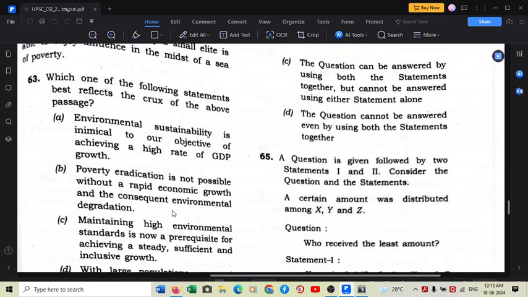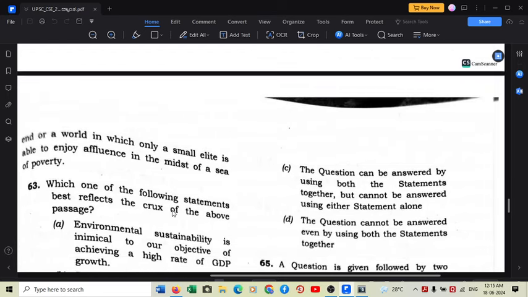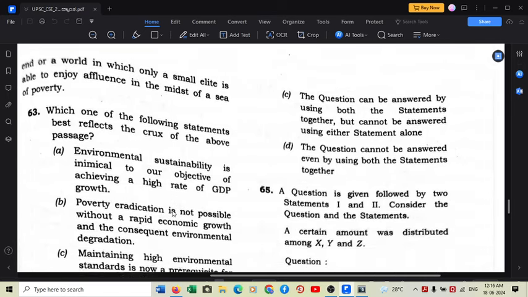So option A. Option A talks about environmental sustainability is inimical to our objective of achieving a high rate of GDP growth. So this seems okay. This seems correct that yes, environmental sustainability will lead to a high rate of GDP growth. But again, this is not what the author is talking about here. Author is more focusing on resource efficiency, right? So let us see.